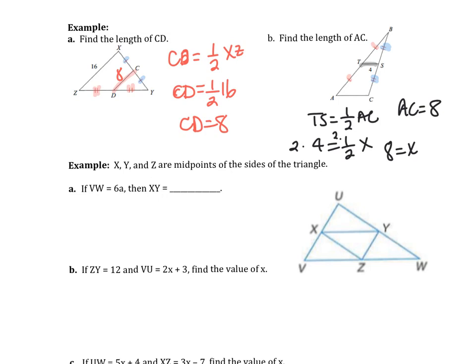Again, we went backwards on that one. Instead of, like the first example, where we divided by 2, in the second example we multiplied by 2 instead of dividing by 2.